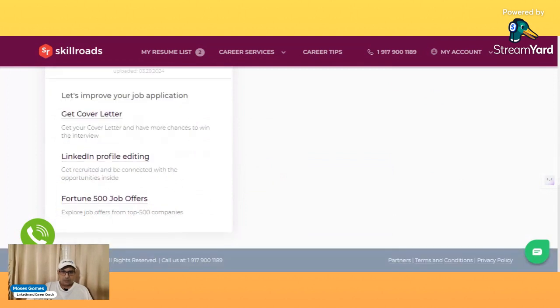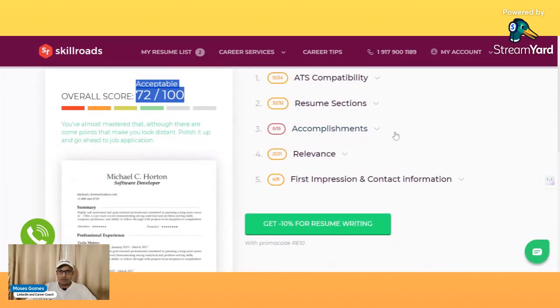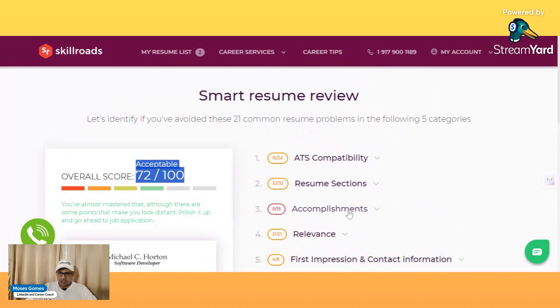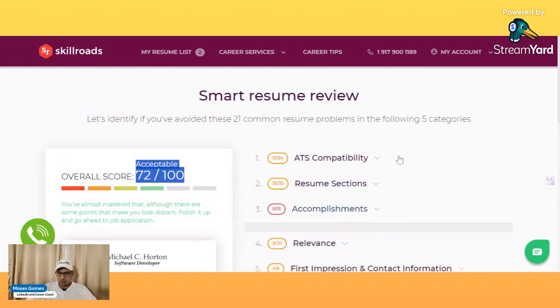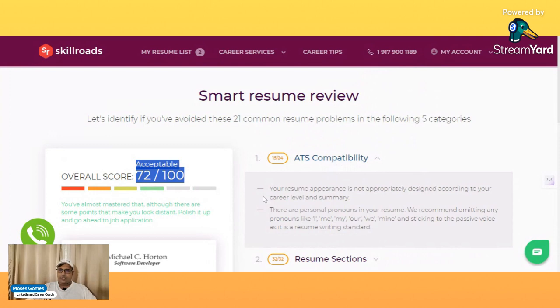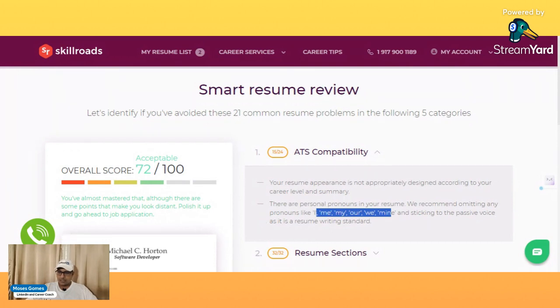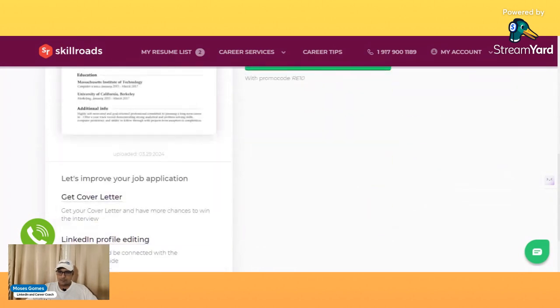And this is a sample resume. So let's improve our application: get a cover letter, LinkedIn profile editing, and these are the paid features. You need to pay to access those features. But overall, we understood that we need to add a couple of accomplishments to our profile. We need to make it more ATS compliant, like the personal pronouns in your resume. We recommend omitting any pronouns like I, me, my, our, we, mine, and sticking to passive voice as it is the resume writing standard. So we need to convert it into passive voice.